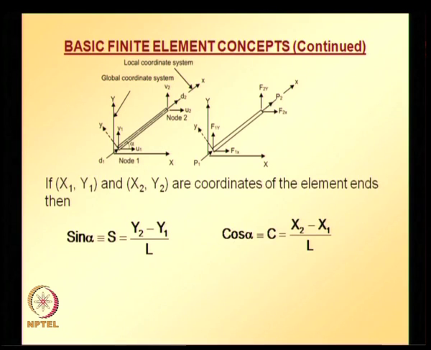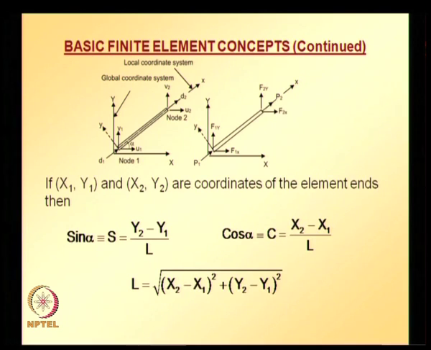And for an arbitrarily oriented element, if X1, Y1, X2, Y2 are coordinates of element ends, then the components of this transformation matrix can be obtained using the coordinates of the element ends, which is given here in this equation. Sin alpha is (Y2 minus Y1) over L, cos alpha is (X2 minus X1) over L, where L is the length of that particular element, which you can easily obtain once we know the coordinates of element ends. So, using this we can easily get the transformation from global x axis, y axis to the local x axis, y axis, or vice versa.